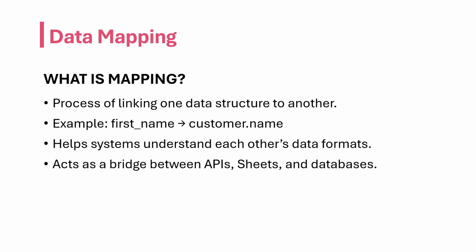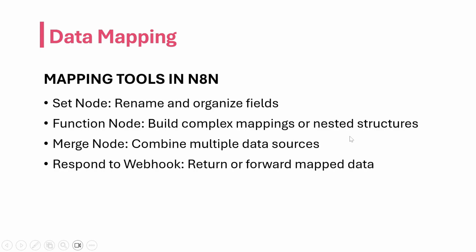So now we will move to mapping. After transformation, our new topic comes: mapping. Mapping means connecting one field to another. For example, if your form has a field called first name, but your CRM expects customer.name, you simply map one to the other. It helps both systems understand each other, like translating data from one language to another.